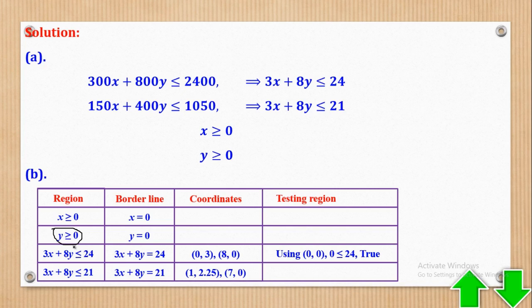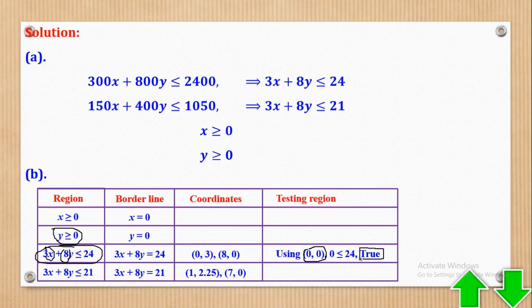But for this one, it is not easy to find out. Therefore, what we do, we choose a point. Now, when you choose the origin (0, 0), it means that you substitute 0 here and 0 here. So in the end, you come up with 0 is less than or equal to 20. Then you ask yourself, is it true or false? In this case, it is true because 0 is smaller than 20. Therefore, you come here and write true.